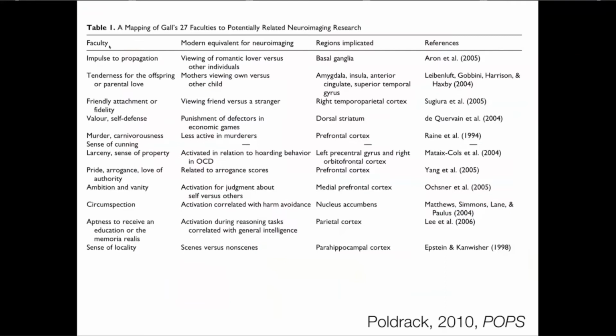I did an extension of this thought experiment a few years ago, where I went through all of Gall's faculties and asked, if I was a phrenologist, could I find a paper that I would claim was evidence of the neurolocalization of that particular faculty? And for basically almost all of them, I could. It wasn't that hard. I'm sure it'd be even easier now.